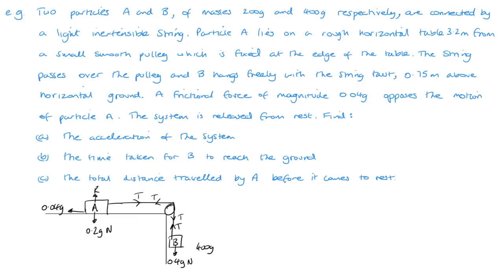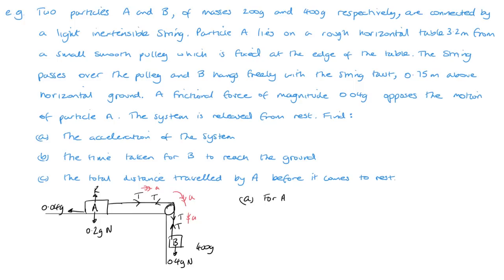The heavier weight, so we would assume that this is moving in this direction. Okay, so A will move towards the pulley and B would move towards the ground. So that's what is kind of happening. Now let's look at A. So we want the acceleration of the system. So let's have a look at what's happening.